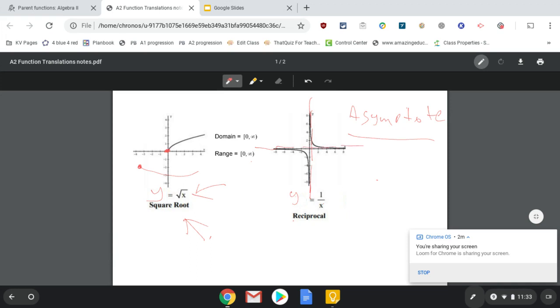but if we said that it would try to get to 0 this way for the range, but it never crosses it. That's its horizontal asymptote. This is one of the few functions that have asymptotes.